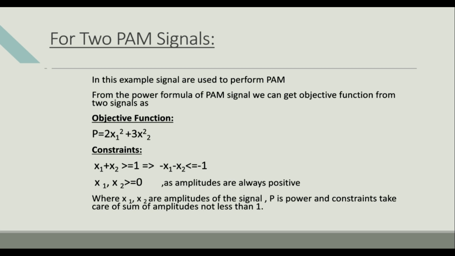So it will be converted to minus x1 minus x2 less than or equal to minus 1, and x1, x2 greater than or equal to 0, as amplitudes are always positive. So here the constraints take care that the sum of amplitudes is not less than 1.